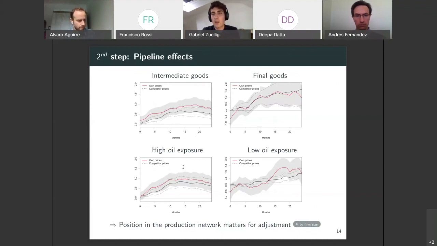But interestingly, when you divide the sample into high and low oil exposure, there is a very clear evidence of some pipeline effect. What we do is we look at input-output tables and at the different sectors: which sector is close to the oil sector and which is relatively far away. Then we split the sample and repeat the exercise for both of those samples. For sectors close to the oil economy, the pass-through is much faster, although we still have a somewhat delayed response. But for the low oil exposure sectors, they do not react for at least 12 months, and the pass-through only happens later on. So this is some evidence that positions in production networks matter for our understanding of this adjustment.